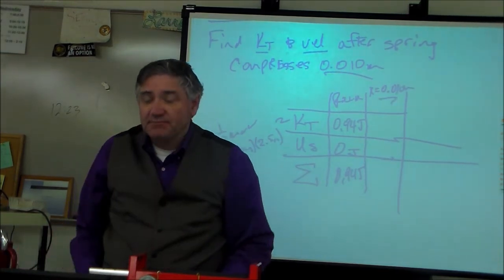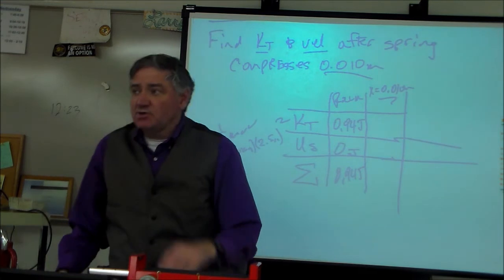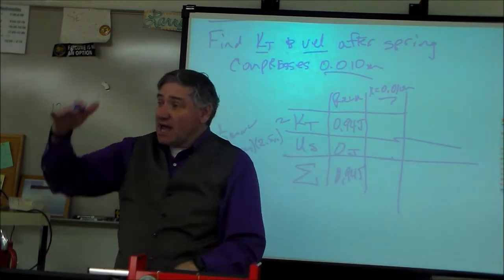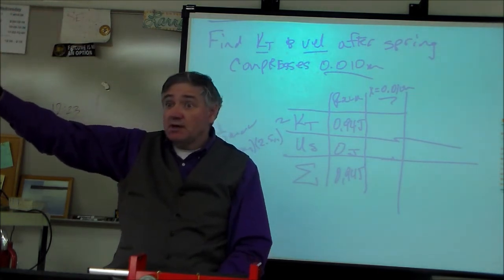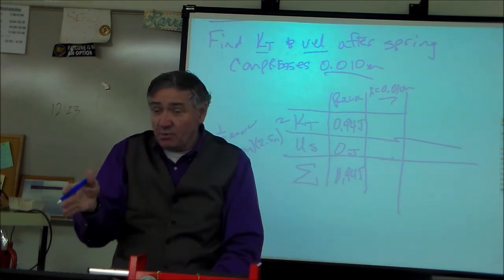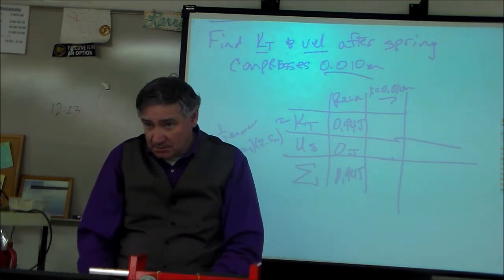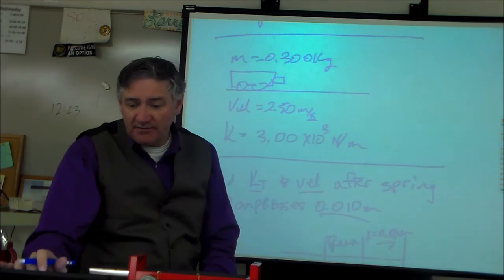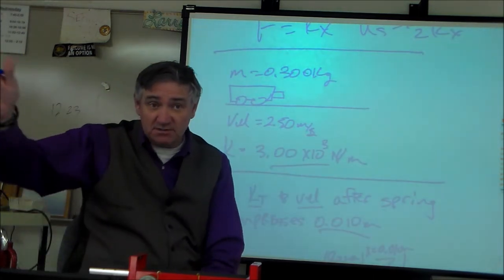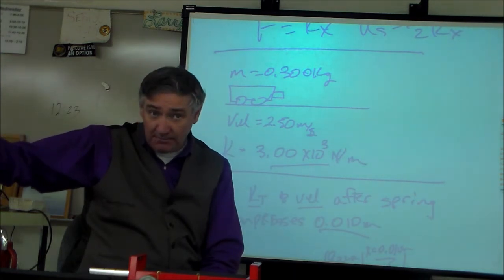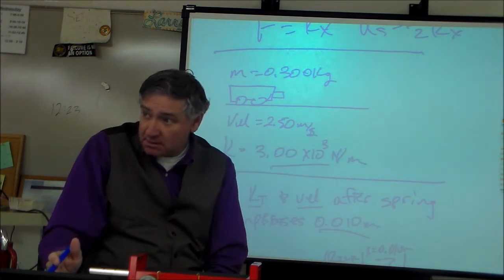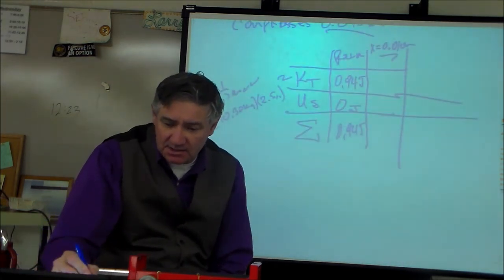0.01 meters? So obviously, what's going to happen to my kinetic energy? It's going to decrease. What's going to happen to my Us? It's going to increase. Do I have enough information at this point to calculate Us? Yes, because I've got the spring constant, 3.00 times 10 to the third newtons per meter. I know how far it gets compressed, so I can calculate Us.